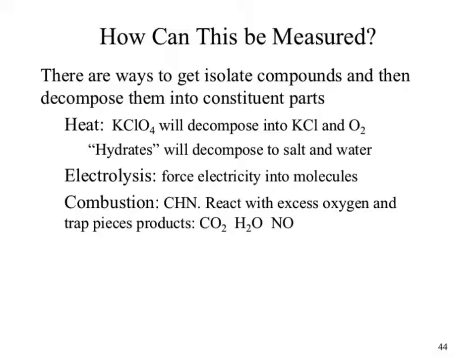If we heat up potassium perchlorate, it'll decompose into potassium chloride and oxygen. So we could determine the exact masses of each of those compounds. We could take varying amounts of potassium perchlorate and just heat it up and see what happens with those mass ratios. And we would notice the mass ratios were always the same. So there are ways to go through and observe this. They're a little bit tricky, but we can do it.